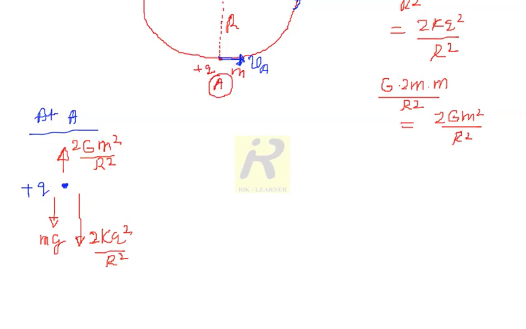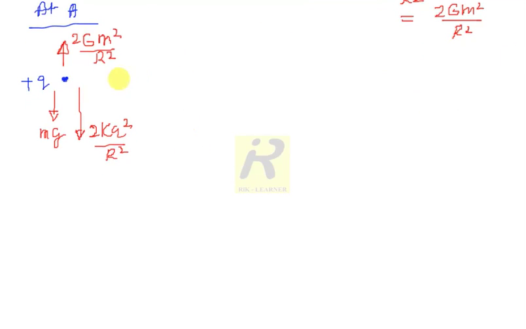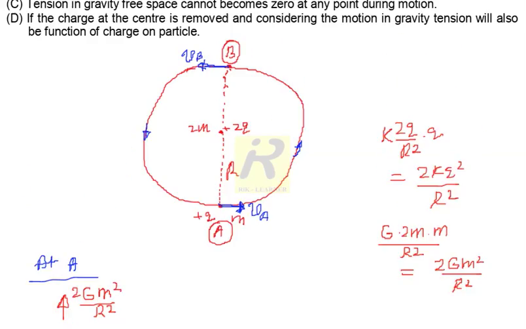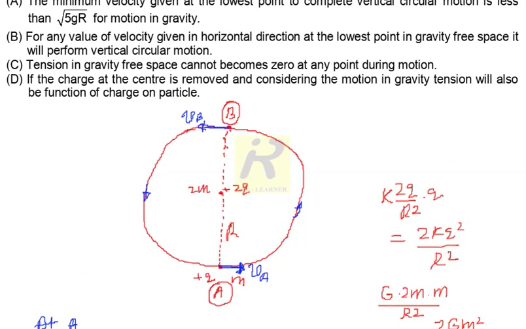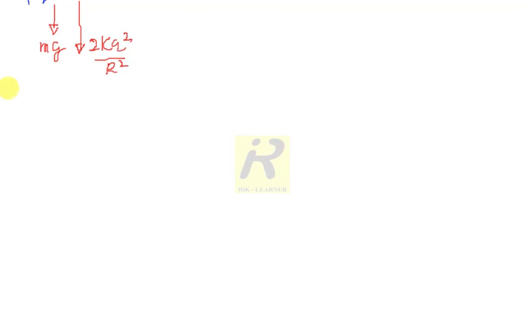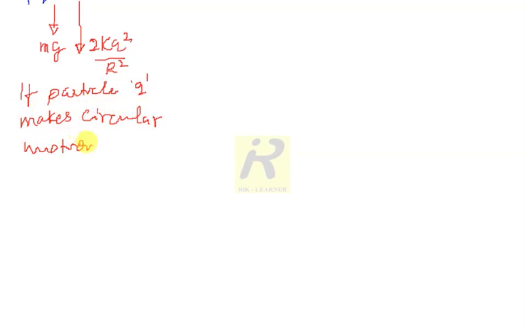Further, I can rewrite the result. The centripetal force should exist in order to complete the circular motion, right? So if the particle q makes circular motion, then there exists a centripetal force.